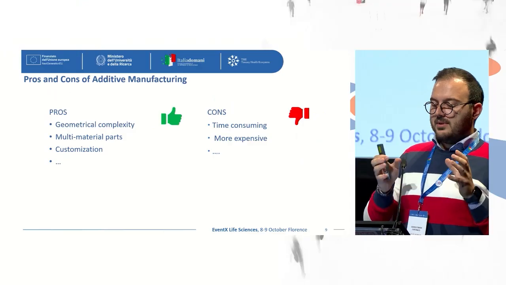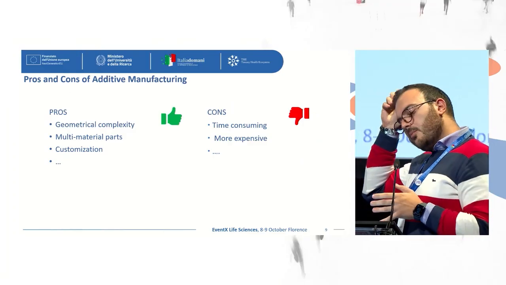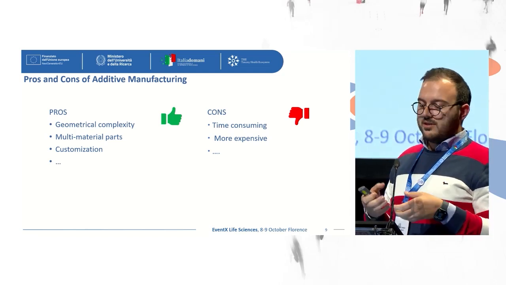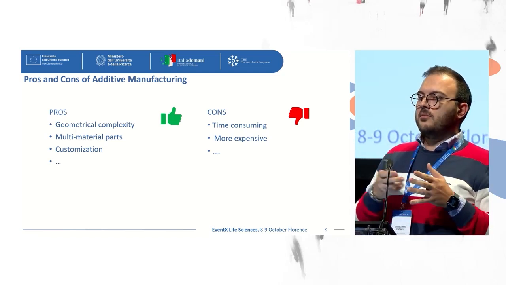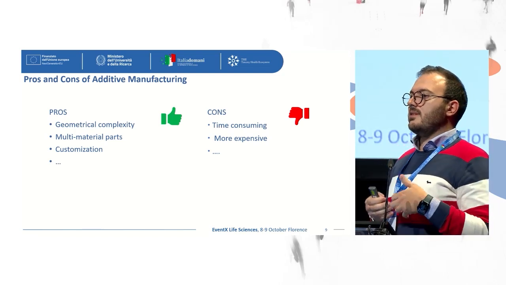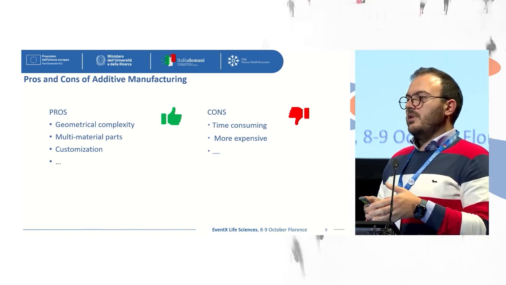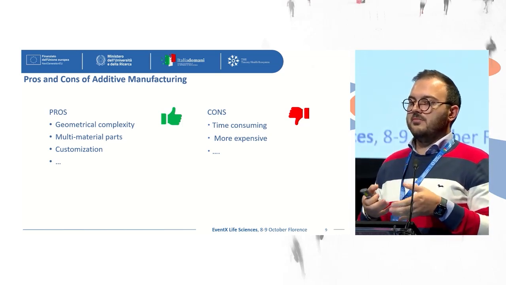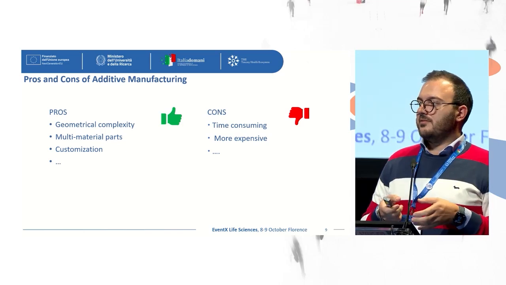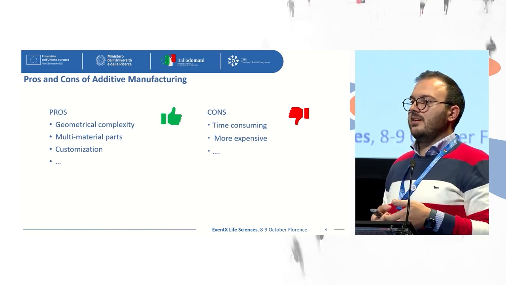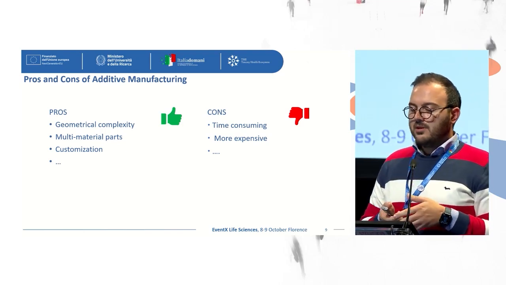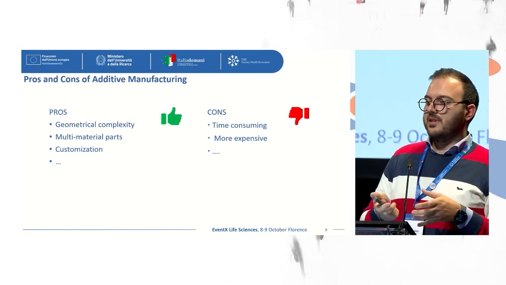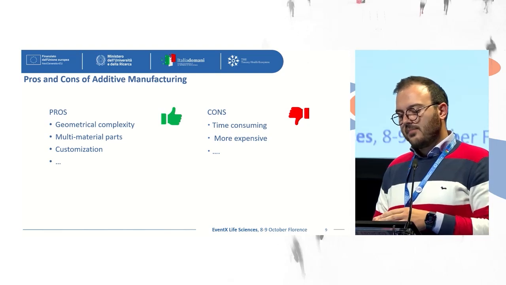So to sum up, thanks to additive manufacturing we have many advantages, because we can create very complex objects combining different materials. We can create customized parts. Of course, we also have some disadvantages, because all these technologies are time consuming. Using a 3D printer to fabricate an object can take up to several hours. And these technologies can also be more expensive than traditional techniques for creating scaffolds, for example.